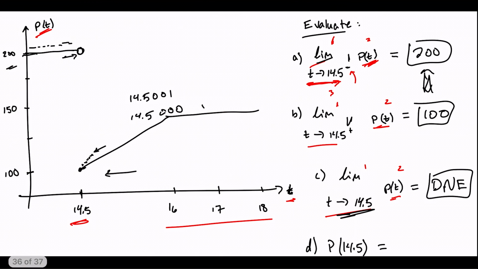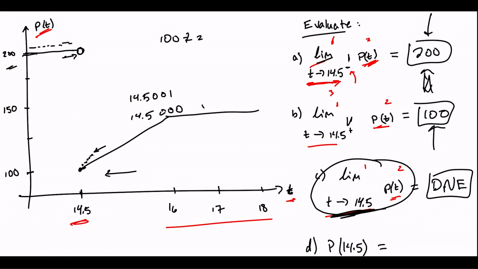Well, let's look. Is the left-sided limit as t goes to 14.5 of p of t from the left side equal to the right side? Well, here's the left side, 200. Here's the right side, 100. Obviously, 100 is not equal to 200. 100 is only equal to 100. It's not equal to 200, so the limit doesn't exist. Okay, so that's a really crucial part there.